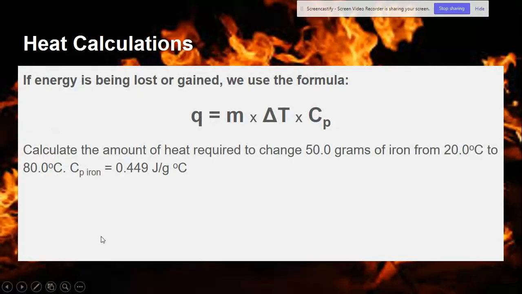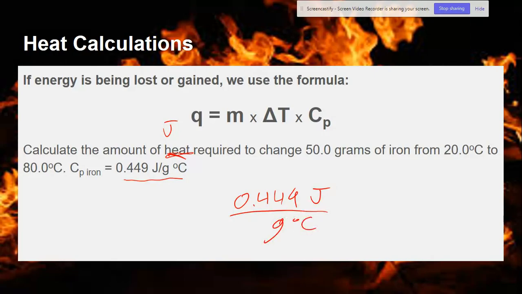And so here's an example where we can use this equation, but I've tried to let you know everything you need is in the formula here. So calculate the amount of heat. We're looking for joules, right? And we're given the specific heat, 0.449 joules per gram degree Celsius. So if we wanted to get joules out of that number, it should make sense that we would need to multiply it by grams so that the units of grams cancel, and we would want to multiply it by degrees Celsius. The degrees Celsius cancels. And then what is left would be joules.